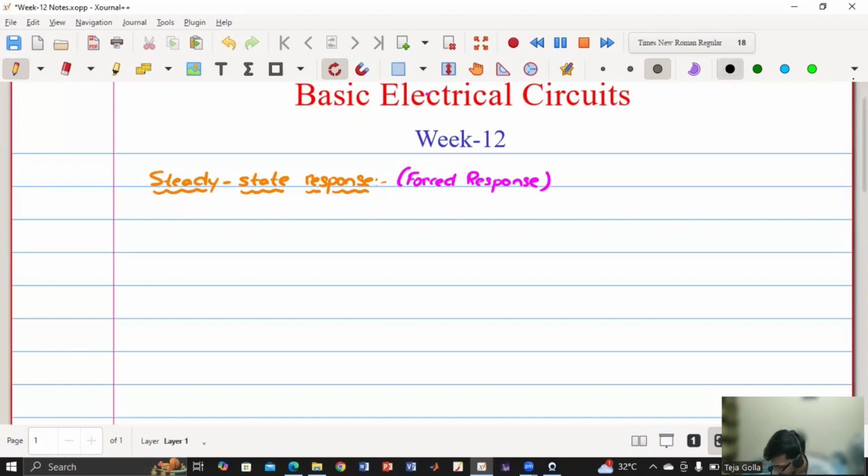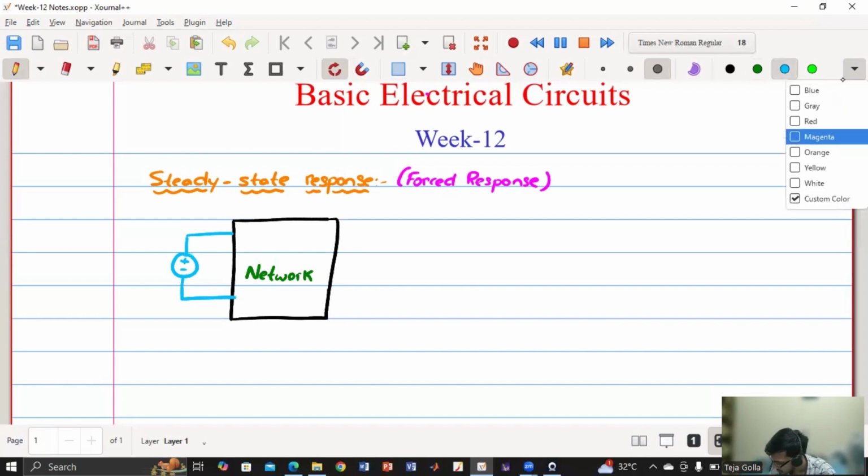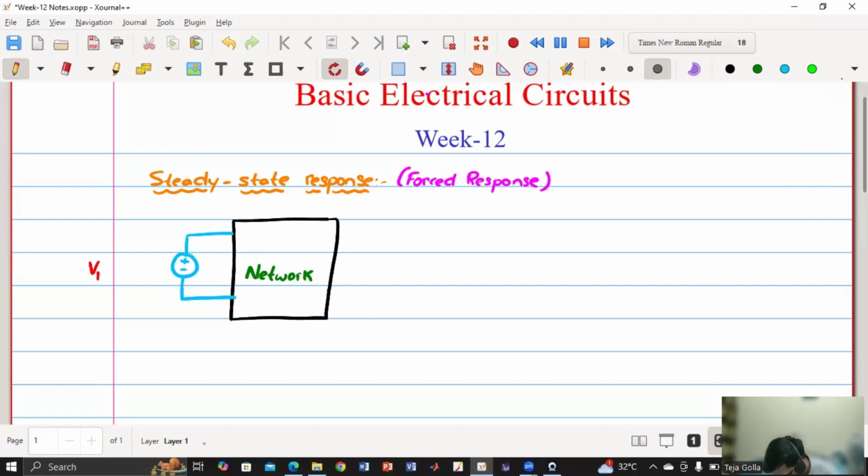Say we have some circuit, some network, and say the input voltage is something like Vp cos(omega t plus phi). So this is Vp cos(omega t plus phi).